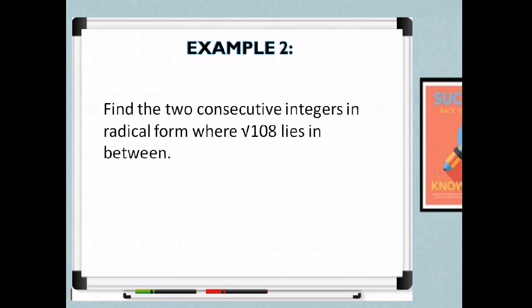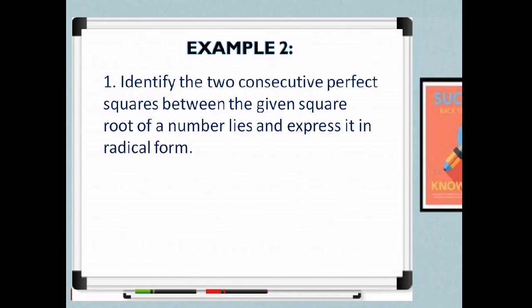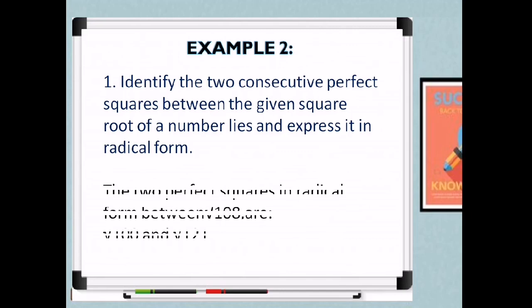So, let's have example 2. For this time, we need to find the two consecutive integers in radical form where square root of 108 lies in between. Again, it's very important to identify all the perfect square numbers. So the first step is identify the two consecutive perfect squares between which the given square root of a number lies and express in radical form.